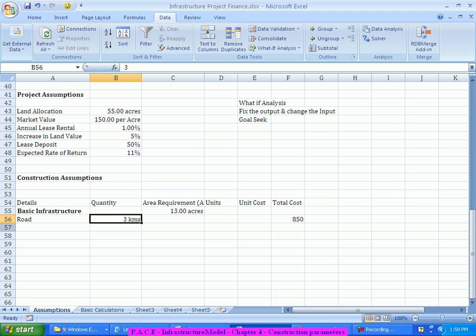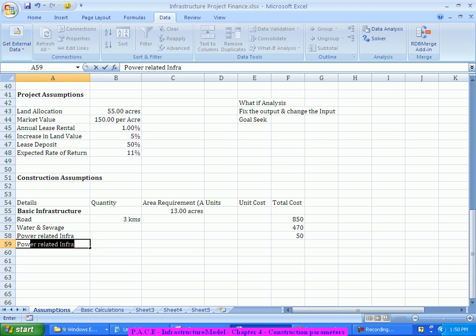Right? Okay, then we are talking of a road, water and sewage. Probably the inputs for it could be done by some other teams as a part of how much it could cost. So they are saying it's around 4.7 crores. So 470 lakhs I am directly putting. Power related infrastructure, 50 lakhs. Power backup. This is just the data entry part. 2.4 crores, which is coming out to 240 lakhs.